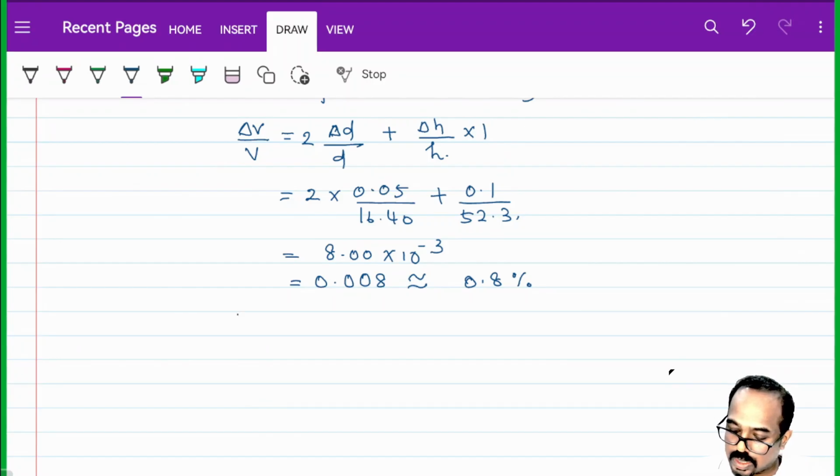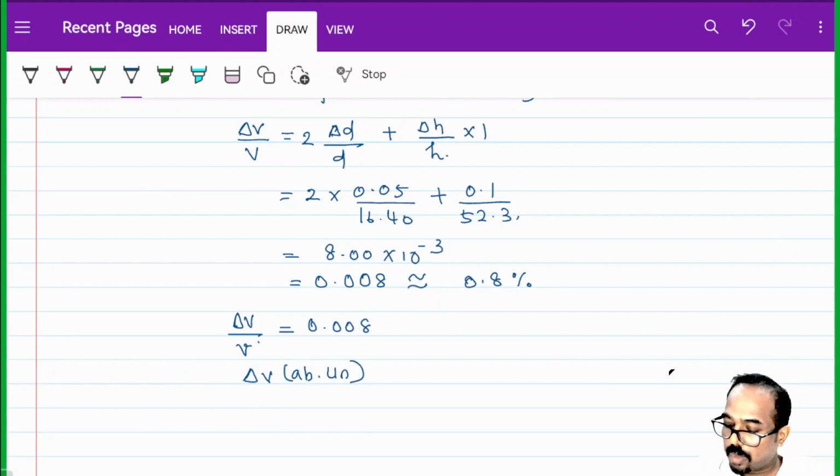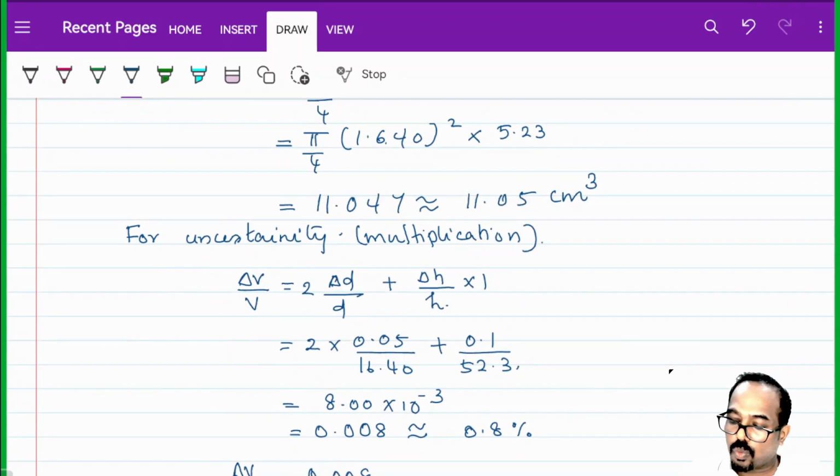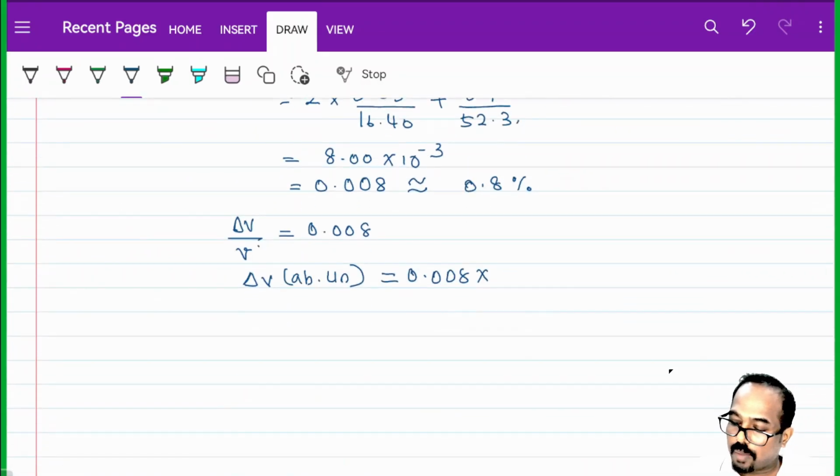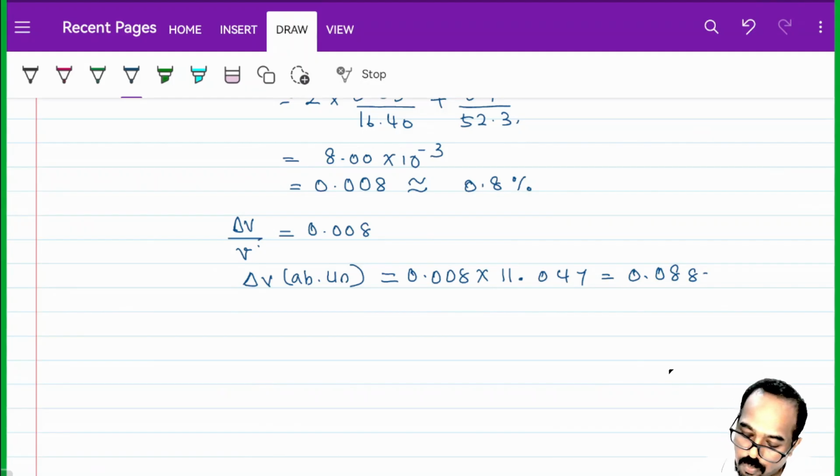From this, you know that delta V by V, that is the fractional uncertainty in the volume, will be equal to 0.008. If you want absolute uncertainty, delta V, it will be 0.008 multiplied by the volume. What is the volume calculation? You have calculated 11.047, right? Put it in your calculator and you will get 0.088.